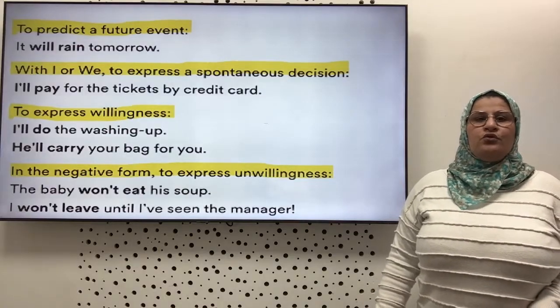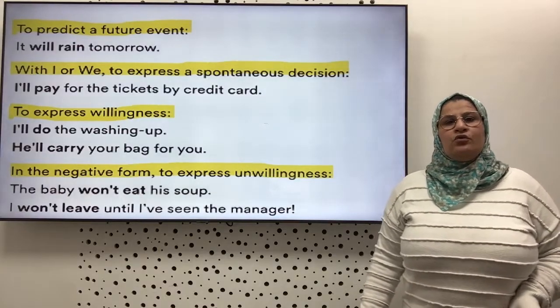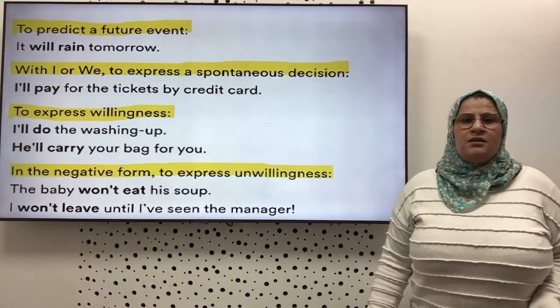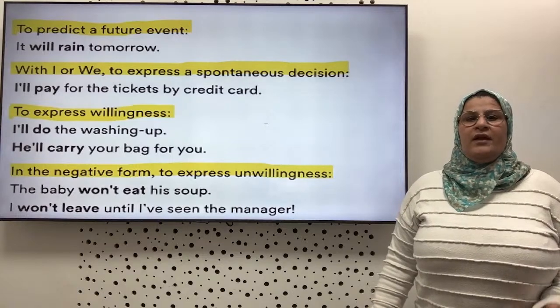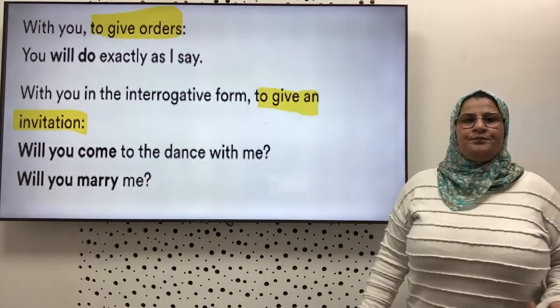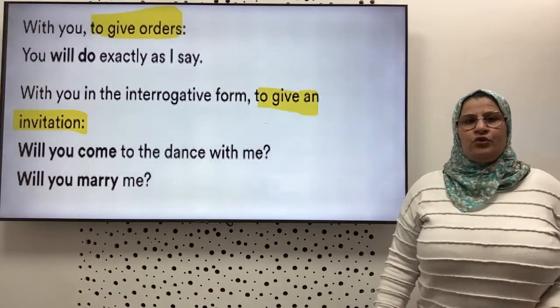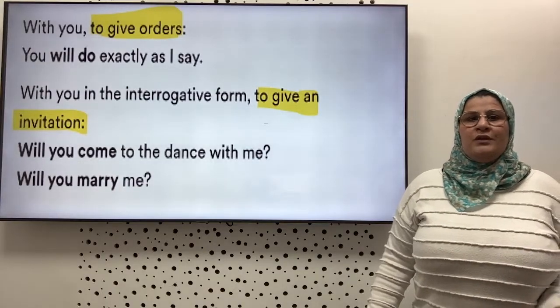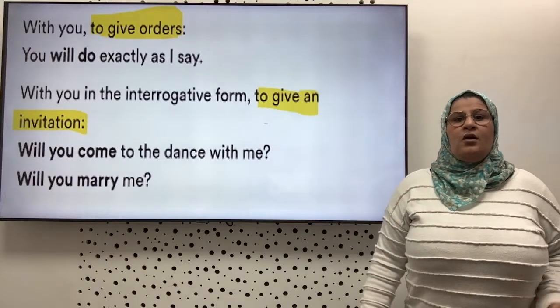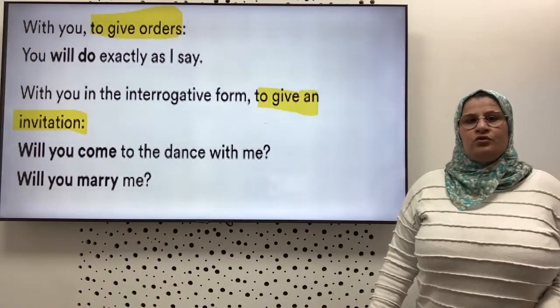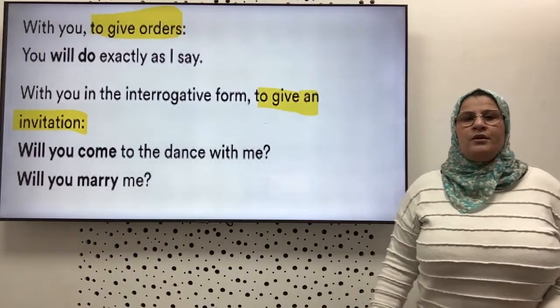Another use of the future simple is in the negative form to express unwillingness. For example, the baby won't eat his soap, and I won't leave until I've seen the manager. With you, it is also used to give orders, like "You will do exactly as I say." Also to give an invitation. For example, will you come to dance with me? Will you marry me?